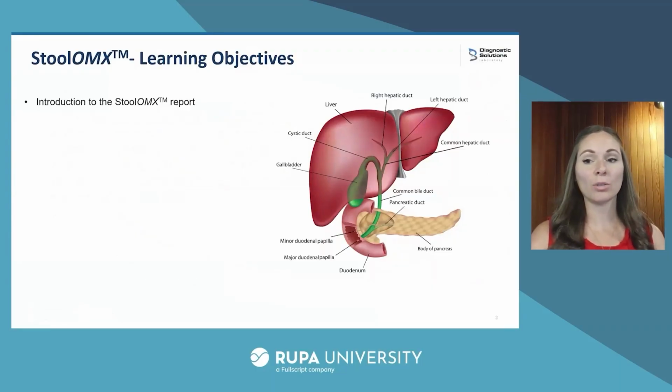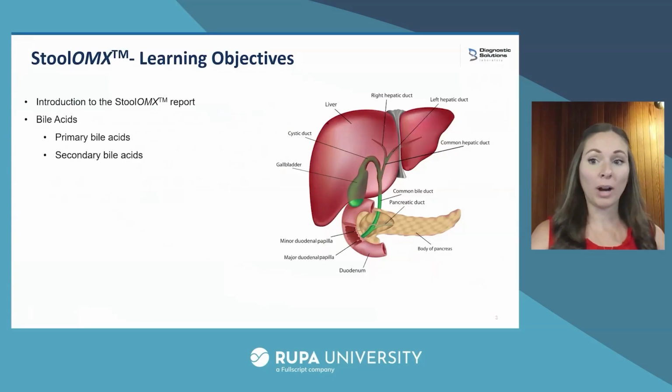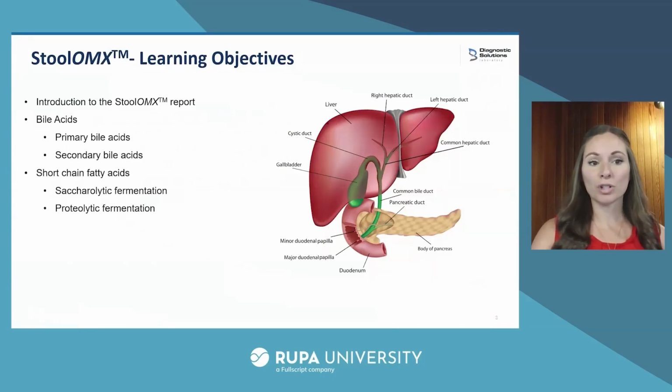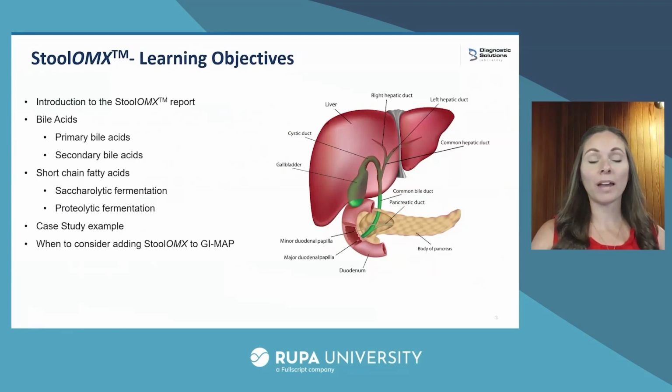I'm going to introduce to you the StoolOMX report, if you haven't seen it before. We're going to talk about bile acids, primary bile acids and secondary bile acids. We're going to talk about our short chain fatty acids, so saccharolytic and proteolytic. And I have a case study example that we're going to go through, and then we'll talk about when we want to consider adding that StoolOMX to the GI map. So if a few of these things mean nothing to you yet, you're in the right place. That's where we're headed with this today. So let's get going and then we'll do some questions.